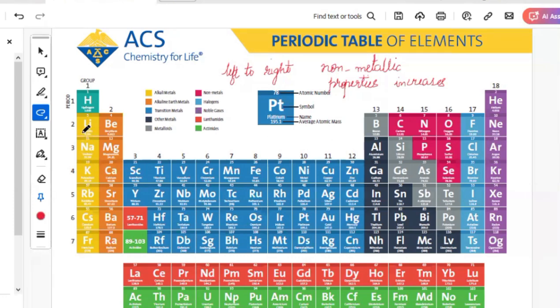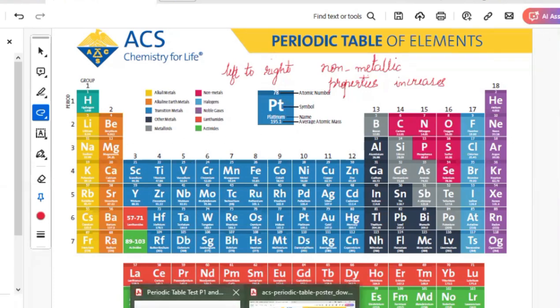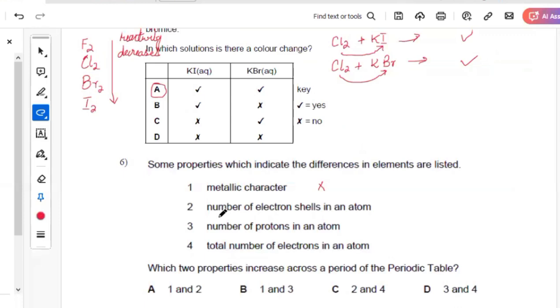Like for example, lithium would have two electron shells. Same with boron, it would also have two electron shells. Carbon would have two electron shells. So the electron shells would remain constant throughout the period. So this would also not be the answer.